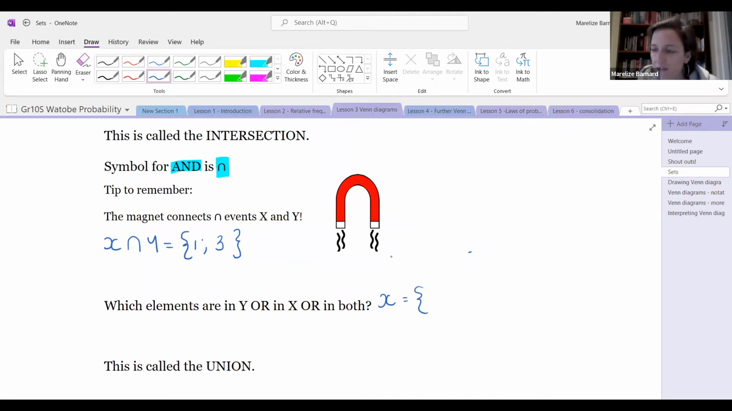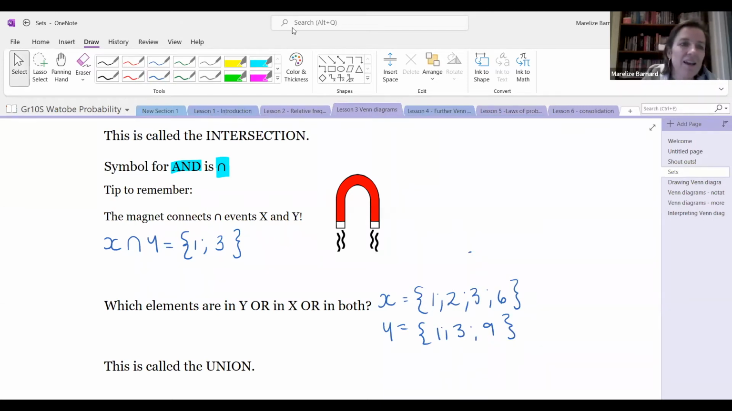So we said X was 1, 2, 3, and 6. And Y is 1, 3, and 9. Here we go. Chloe May's got it. And Andrea May, well done, everybody.